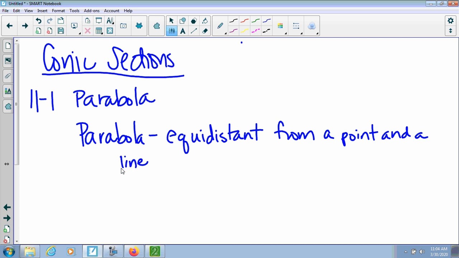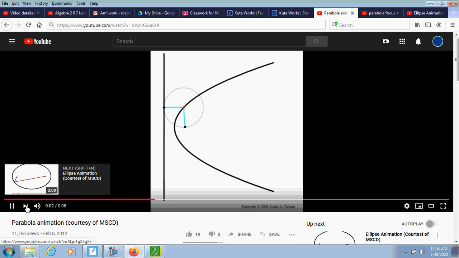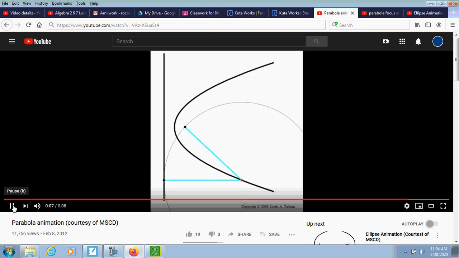But before we do that, I'm going to show you a quick animation of this and how you can see the parabola being made. Okay, so what we have here is our single point and our line, and every point on our parabola is exactly the same distance from this point as it is to this line. So I'll just hit play and you can watch it. And as it goes, it makes the parabola. It's going to have the exact same distance back and forth.